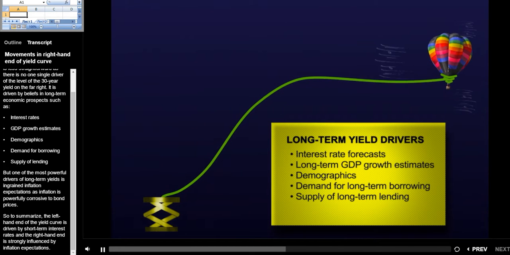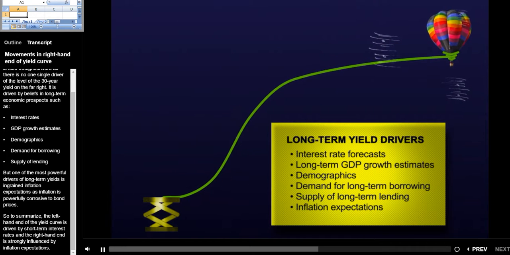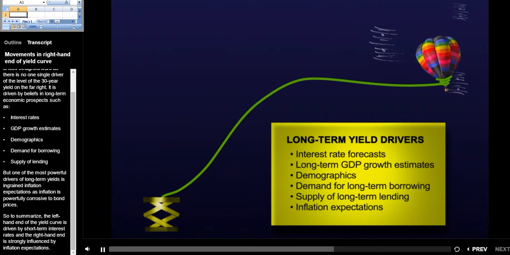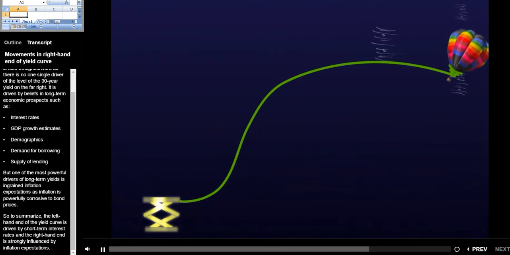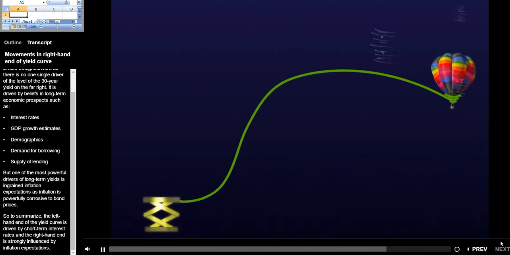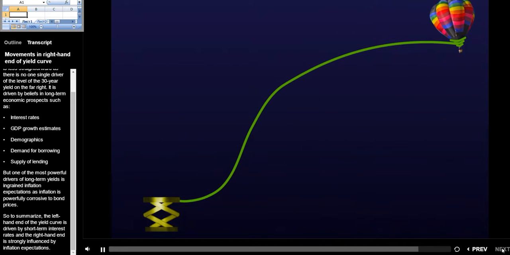But one of the most powerful drivers of long-term yields is ingrained inflation expectations, as inflation is powerfully corrosive to bond prices. So, to summarize, the left-hand end of the yield curve is driven by short-term interest rates, and the right-hand end is strongly influenced by inflation expectations.